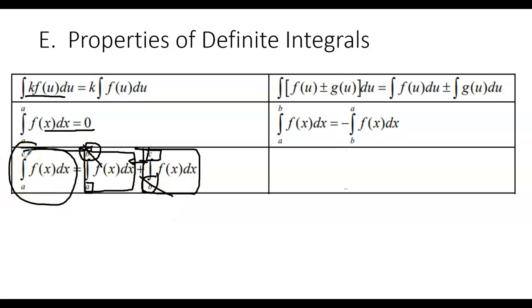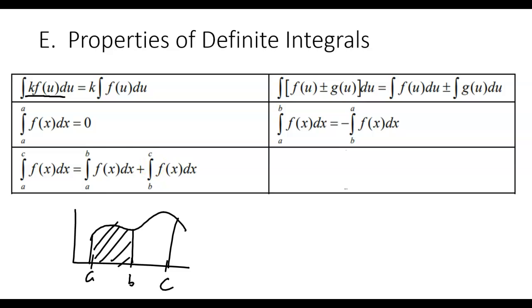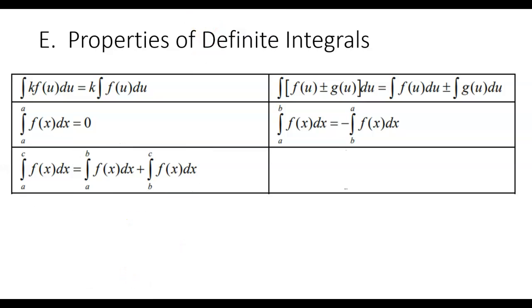Okay? A way you can think about that in terms of areas, if this is a, this is b, and this is c, and here's my function. Well, the area of the first part is the integral from a to b. The area of the second part is the integral from b to c. But the area of the whole thing is the integral from a to c. Okay? That's it, but that only works if they're connected at b, right? All right, so there's that one.